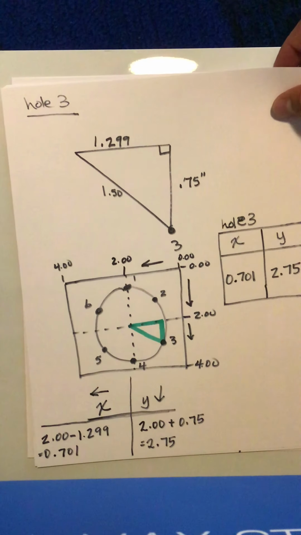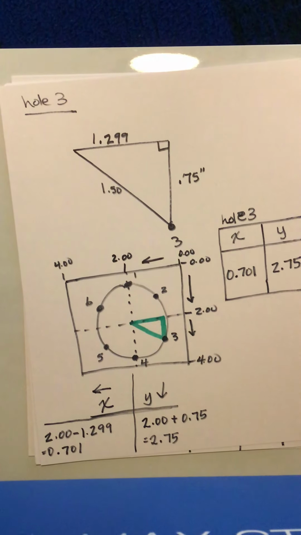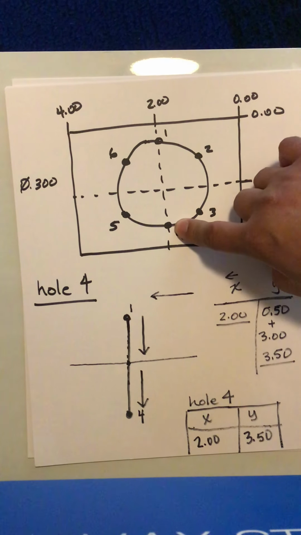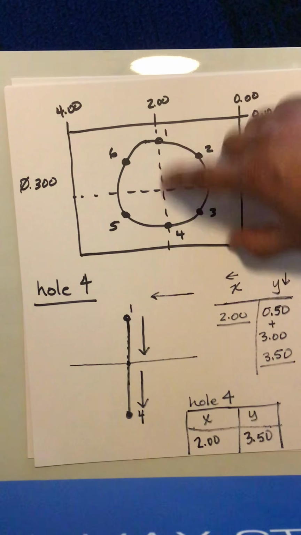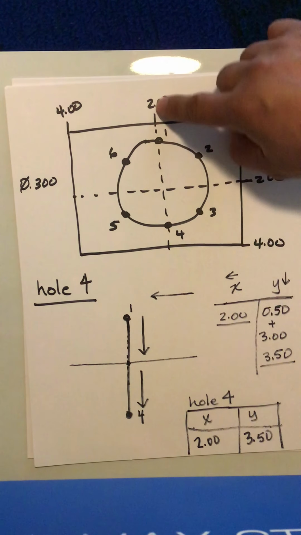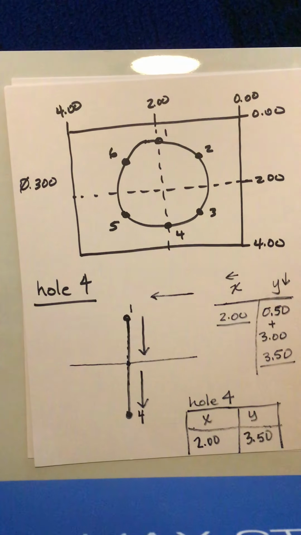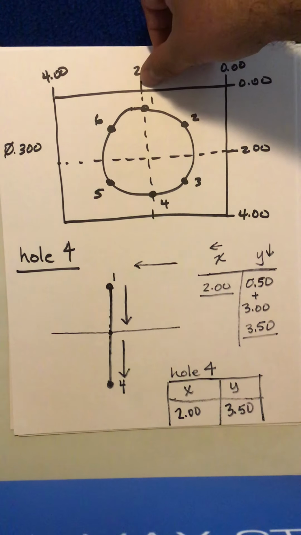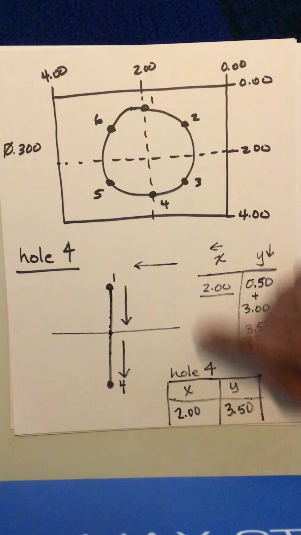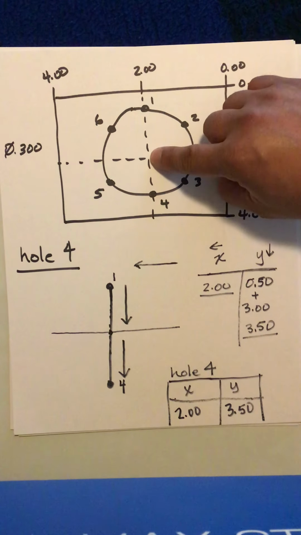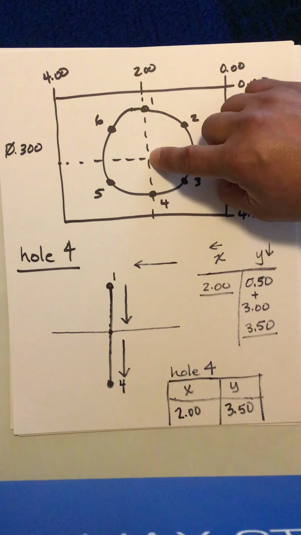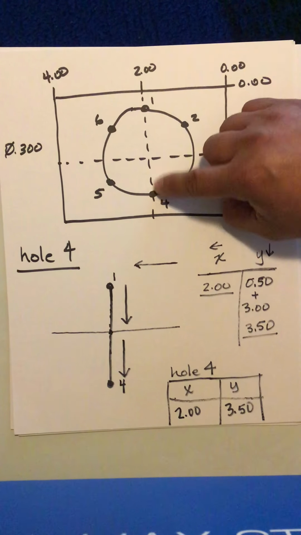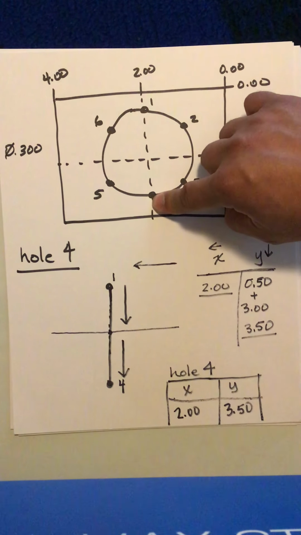Now let's move on to hole number 4. Hole number 4 is going to be this one. It's one of the easiest holes to find. It shares the same vertical axis as hole 1, right? So to find hole number 4, I'm going to go from here to here. That's 2. Now I'm going to go down 2 and go down another to 4, right? If I go from the center down to 4, that's going to be the radius, right?